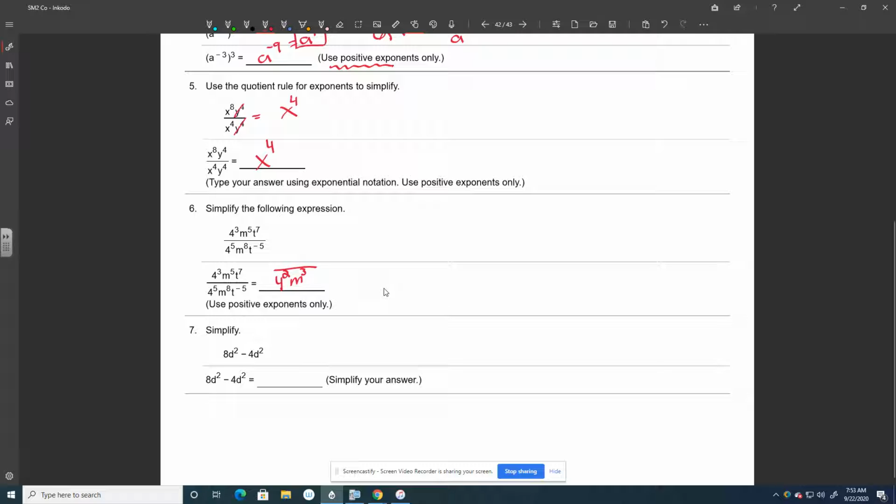The T's, T to the -5, to change it to a +5, I'm going to move it to the top and make it T to the +5. And now I've got T to the 7 and T to the 5 on top, which can combine together to become T to the 12th power. Okay. Now it probably doesn't like the 4 squared because we can put 4 squared in our calculator really easy. That's just 4 times 4, which is 16. 16 T to the 12th over m cubed would be your final answer.